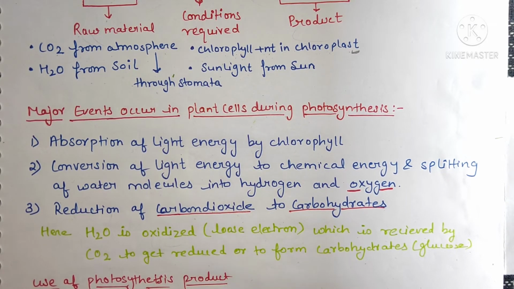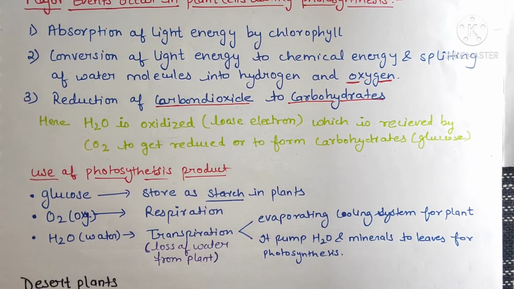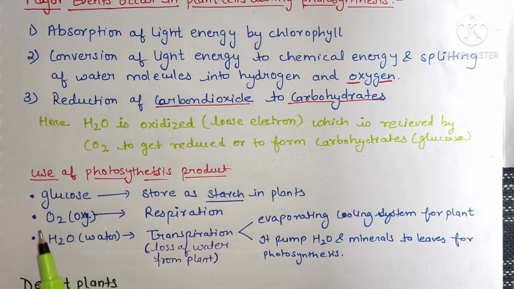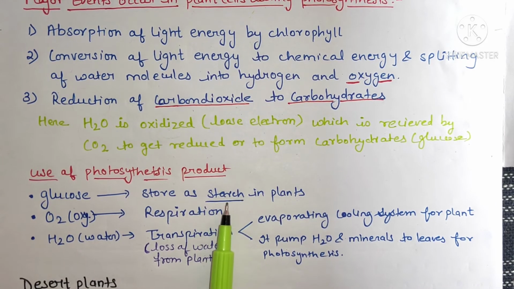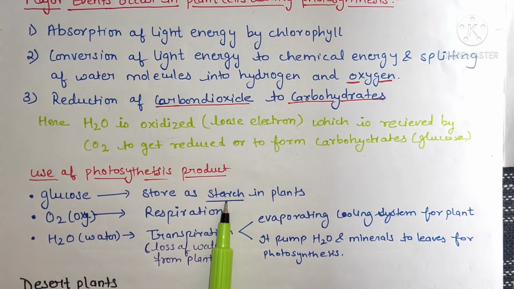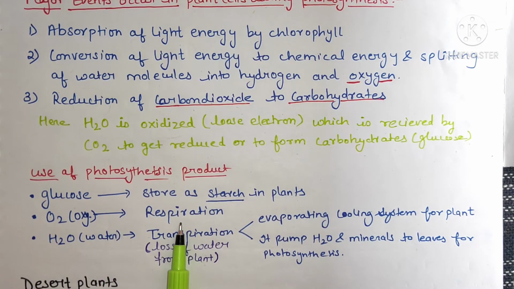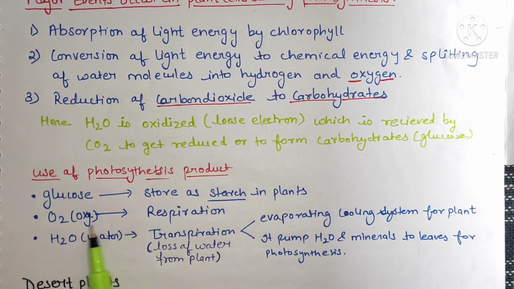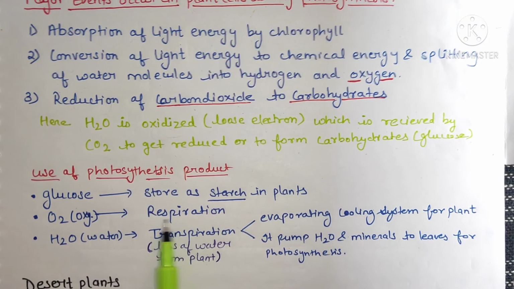The next topic is use of photosynthetic products. Glucose, oxygen and water are the photosynthetic products. Glucose is stored in the plant as starch, and the plant uses starch when it needs energy. Oxygen, we all respire it. We use it through respiration. All living beings need oxygen for their survival through respiration.